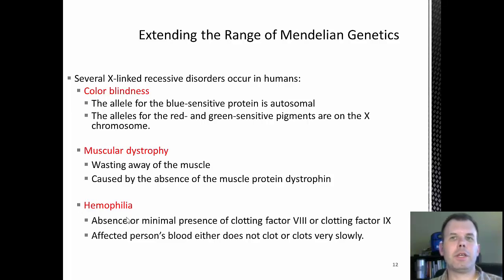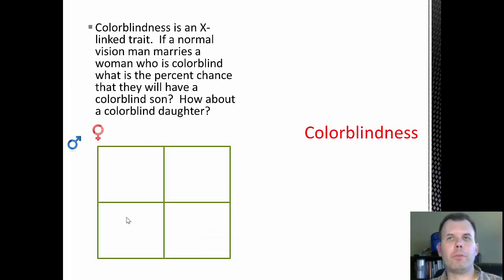Same with hemophilia. Hemophilia is a situation where people tend to bleed because they're lacking the factor 8 or factor 9 protein that helps clot the blood. And so again, these are factors that are found on the X chromosome. And so if you have the bad copy that doesn't make the correct protein, you have this disorder. Okay? So let's try a couple problems with these things.